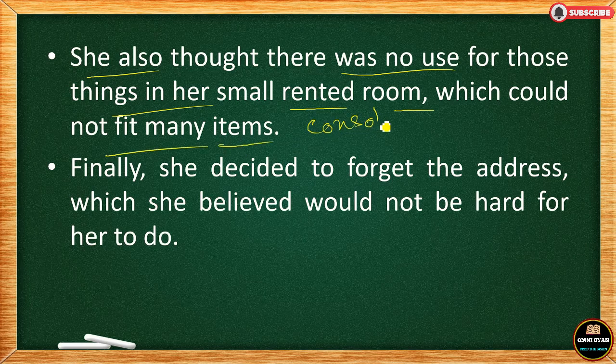She was explaining herself. She started explaining herself, the narrator started explaining herself that what would I do with this stuff, I live in a small rented room. I live in a small rented room. Even if I had brought all these items from Mrs. Darling's house, where would I have kept them? Where would I have kept all this stuff? And it could not fit so many items in my small rented house also. She was trying to console herself.